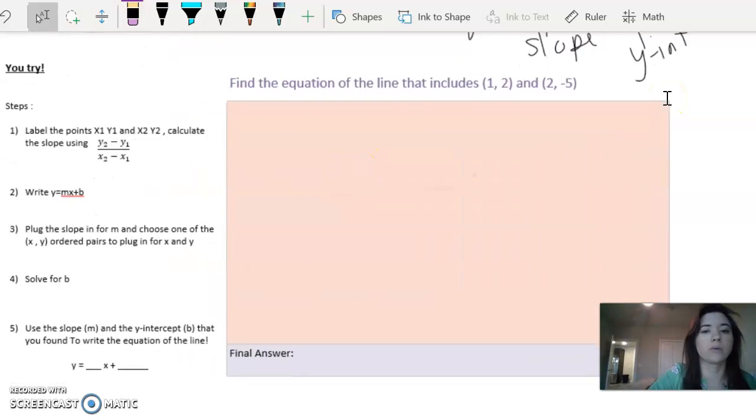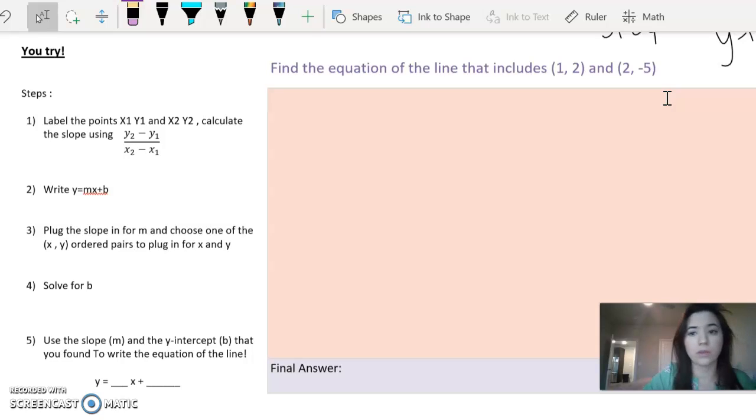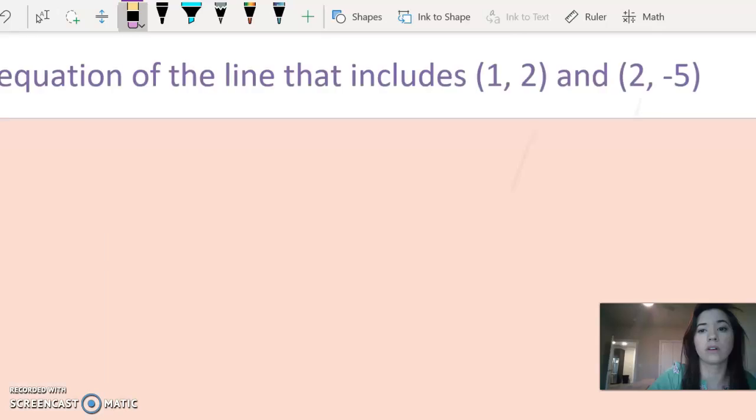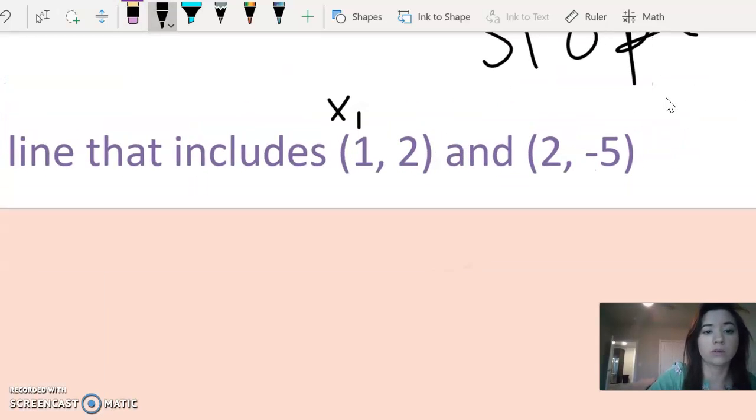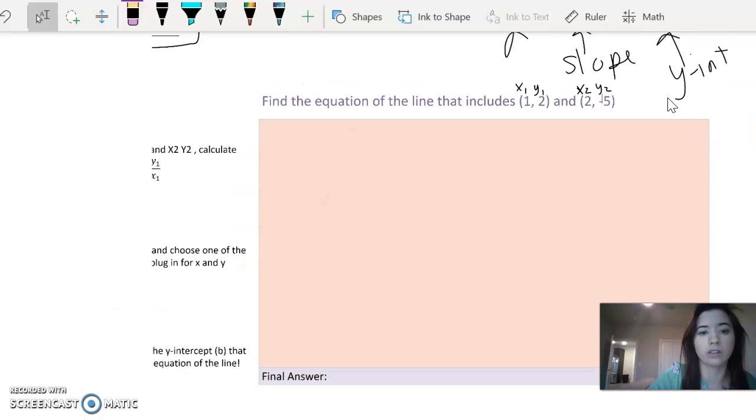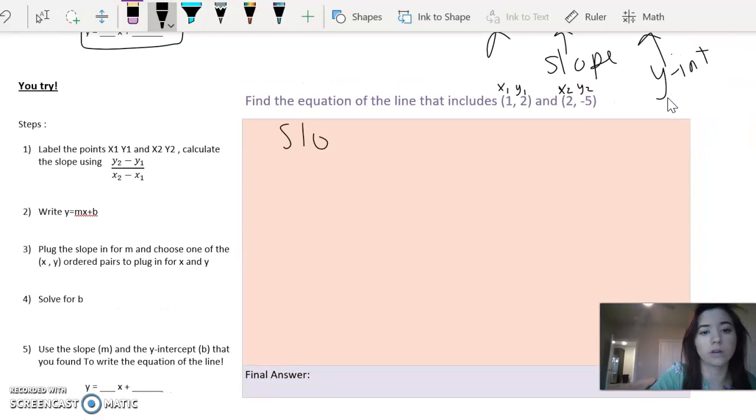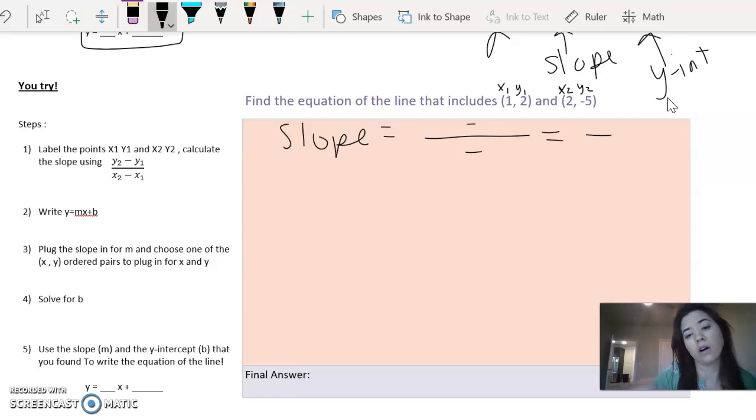All right, there is this one to try. Again, you have the values right next to you, so go ahead. I think the first thing to do is label those points, x1, y1. Let me zoom in because that's rough. x1, y1, x2, y2. All right, so first thing we're going to do is find slope. Set up your equation.